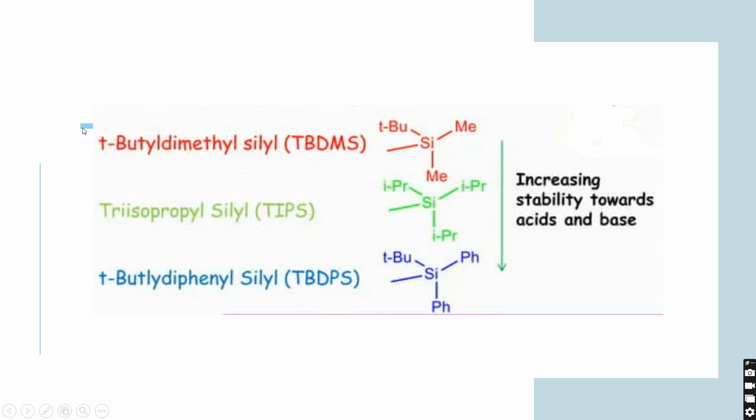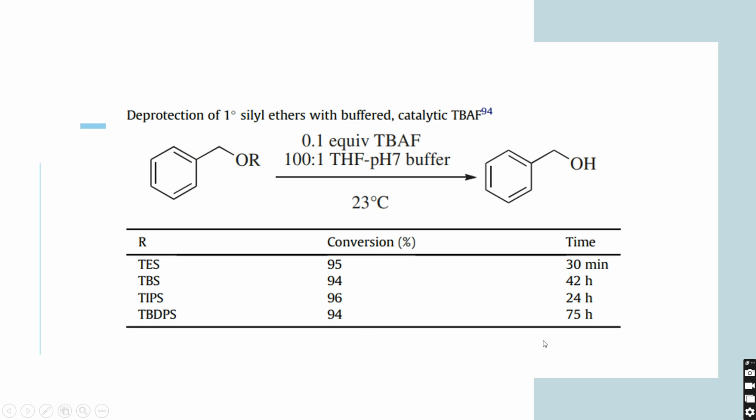And you can notice that as we go from top to bottom, the bulkiness at the silicon center is increasing, okay, from TBS to TBDPS. The bulkiness around the silicon atom is increasing. And with increasing bulkiness, the stability towards acids and base also is increasing from top to bottom. Hence, if we talk about TMS or TBS groups, we can easily deprotect them in a very small amount of time, okay? But when it comes to deprotection of TIPS and TBDPS groups, it requires a little more amount of time as compared to TMS and TBS, okay? That is why I have included this table to show you.